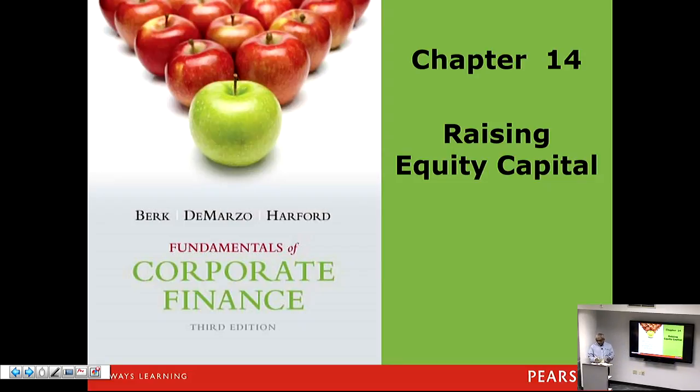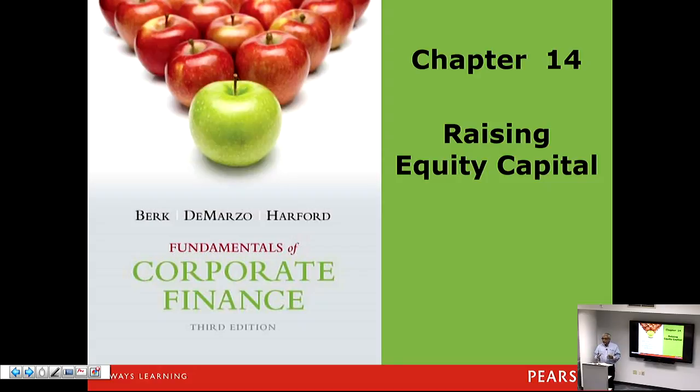So we are going to go into chapter 14, where we are learning about how firms raise equity capital. Most firms start their journey by being an all-equity firm. An entrepreneur comes up with a bright idea. They maybe invest their own capital or raise a few dollars from their friends and families and start an enterprise, start a business. As the business begins to take off and become successful, they think about expanding the business. So they need a little bit more capital.